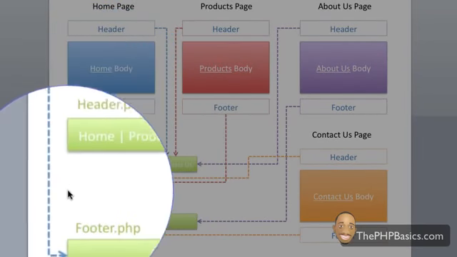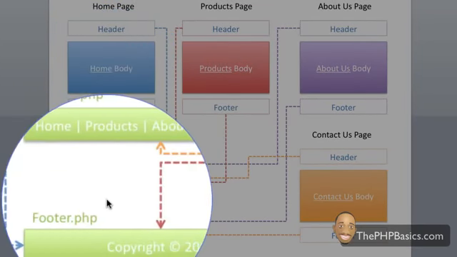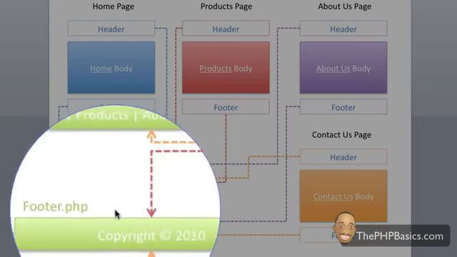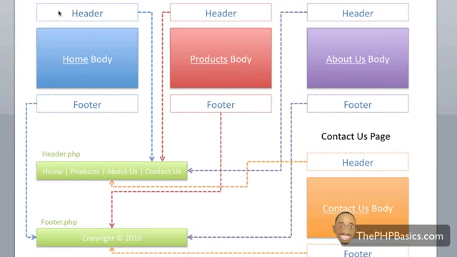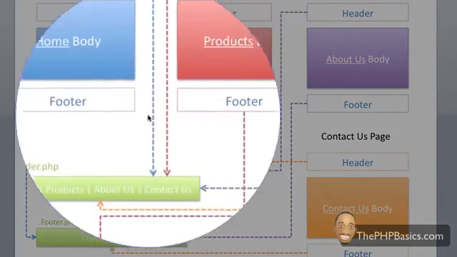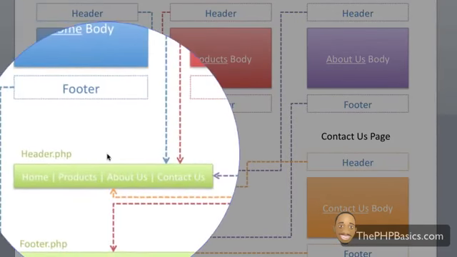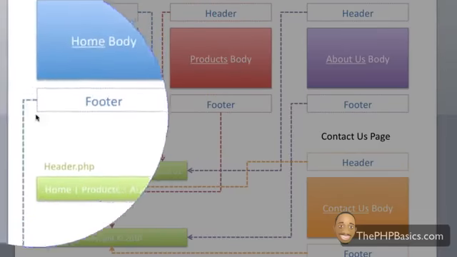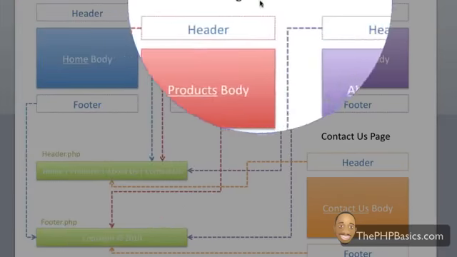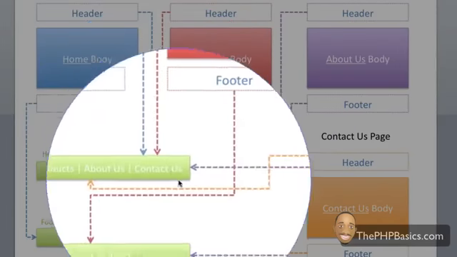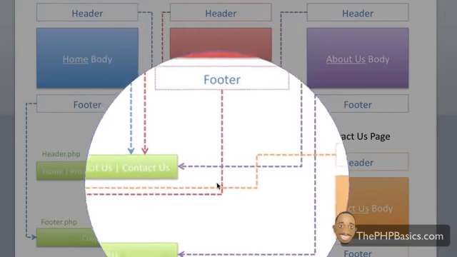Wouldn't it be great if we had one single file whose job was only to contain the footer content? So with that being said, if that's possible, why can't we just include a header or a link to this header file? And the same for the footer. Why can't we just include this footer.php file? And we go to the products page. Why can't we just include this header.php file, and the same for the footer?